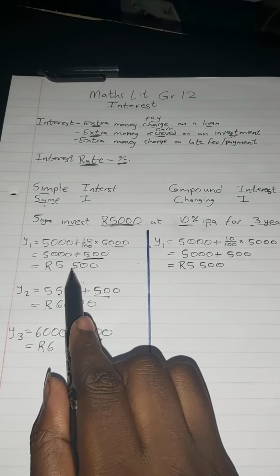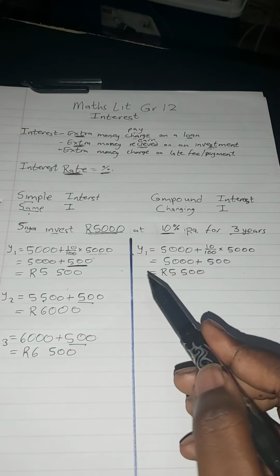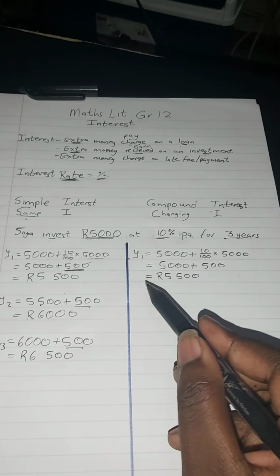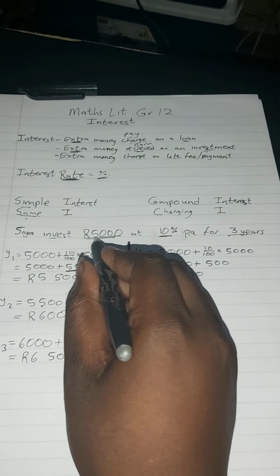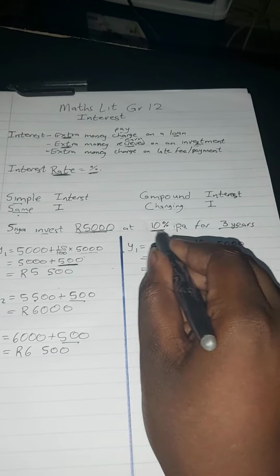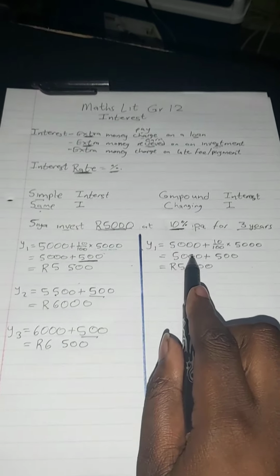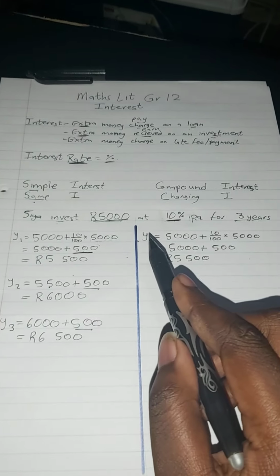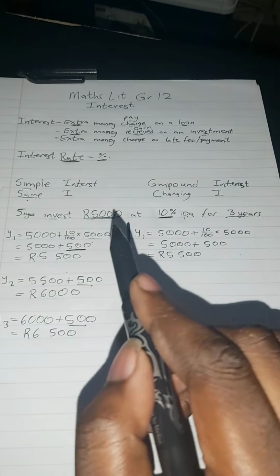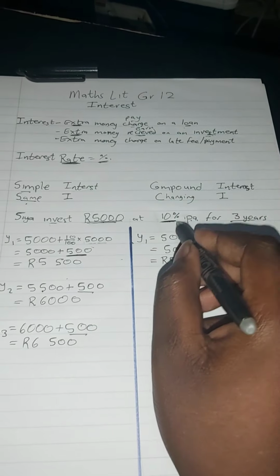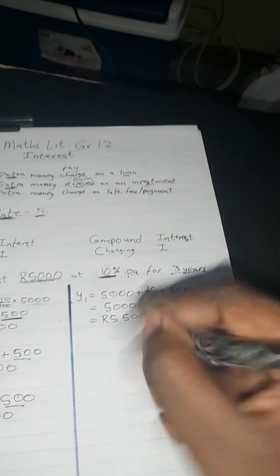What do you notice about year one? Simple and compound yield the same amount of money in your first year if, listen carefully, you have the same investment amount and the same interest. I'm going to repeat that. Simple and compound interest yield the same amount at the end of year one if, that's the most important part, we have the same investment amount and most importantly the same interest rate. All right, let's go to year two now.